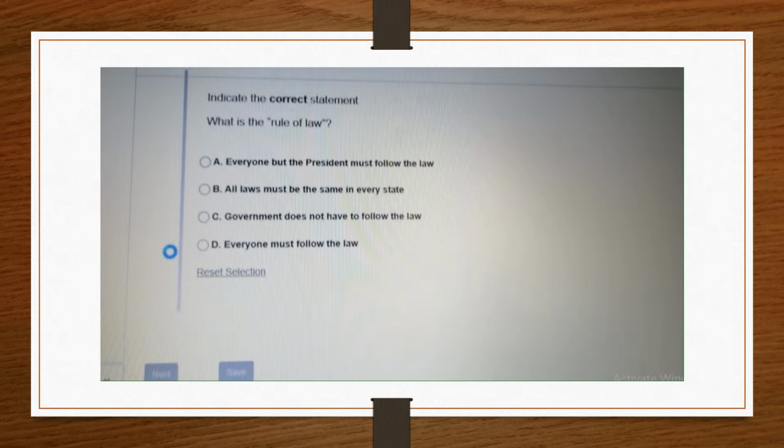All right. This one is a bit blurry, but we can read. What is the rule of law? Option D says everyone must follow the law. So the rest of the options: option A, everyone but the president must follow the law; all laws must be the same as in every state; government does not have to follow the law. Those are out of the question and meaningless. So the correct option is option D, everyone must follow the law. Yes.